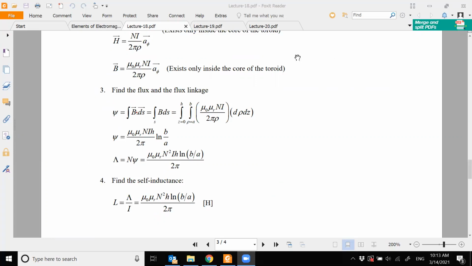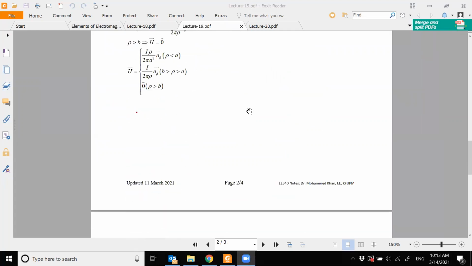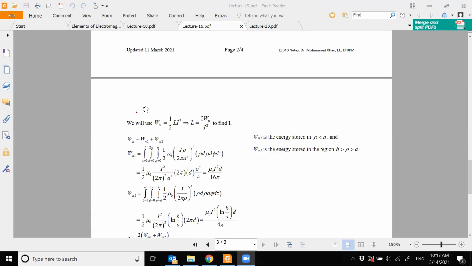But for non-negligible wire thickness, we usually don't go for this approach. We use the energy concept. We know that the energy of the inductor is half L i square. Therefore, from here we will find L. That means I need to find the energy stored in the inductor. So from the energy, we will find the inductance.